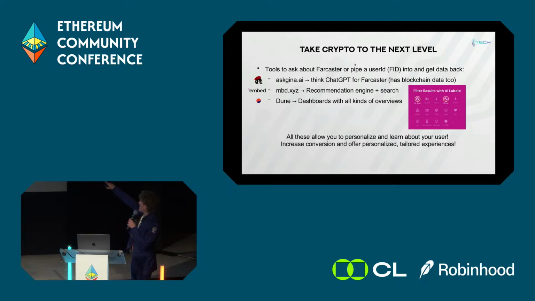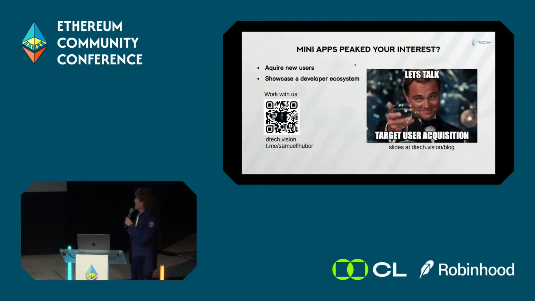One of the things Embed does is they have labels, so you can even just go and say, is this user posting about music, if you're a music app, or fitness, if you're a fitness app, right? And that's generally it. We've talked about targeted user acquisition.